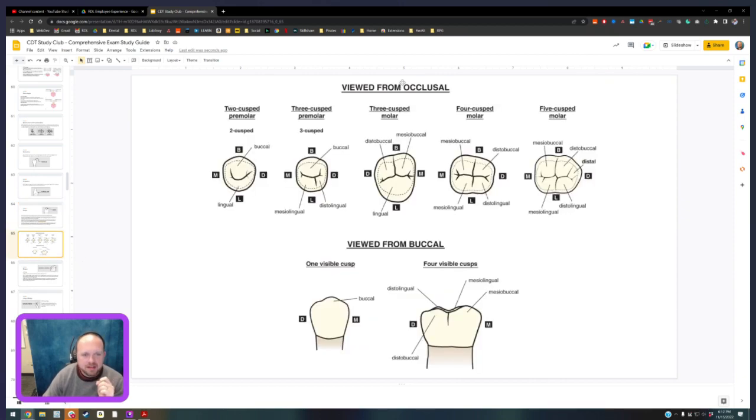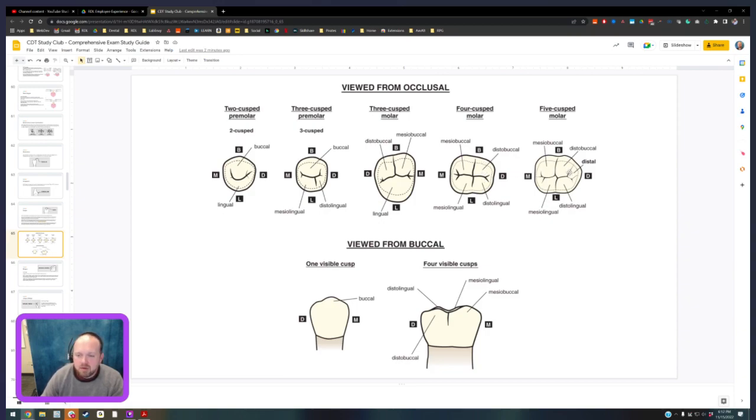Okay. So here we can see that, viewed from the occlusal, this is your premolar with 2 cusps, A and B. Your second premolars, you've got 3 cusps. So 1 on the buccal and 2 on the lingual. Your first molars have 3 cusps, 2 on the buccal and 1 on the lingual. Your molars have 4 cusps, 2 on each side.